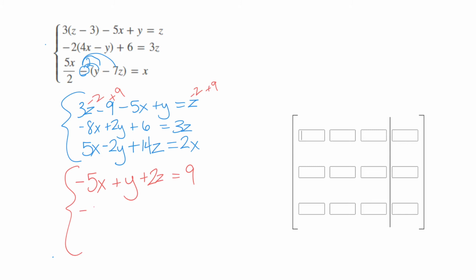Okay, that's pretty easy. It's already there. And then I'm going to want the y term. It's already there. But it looks like I need to swap the z term and the constant. So I'm going to subtract the 3z and then subtract the 6 to the other side.